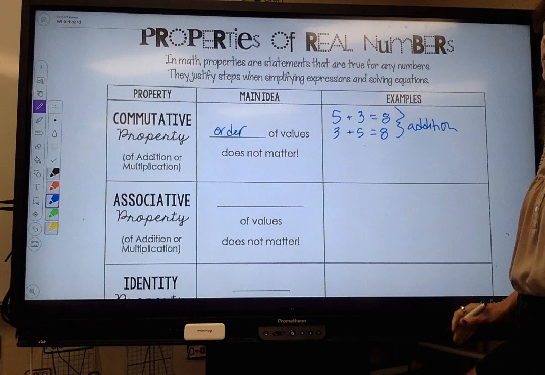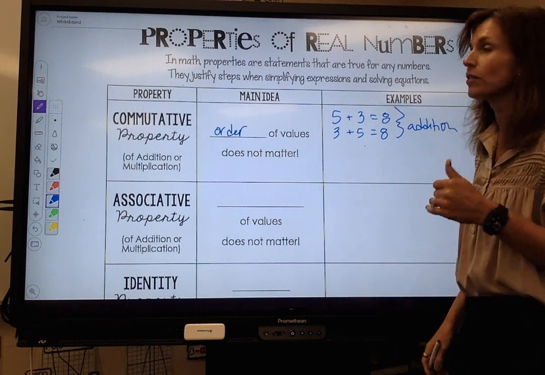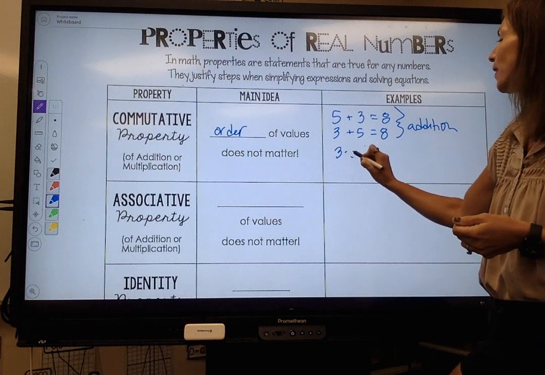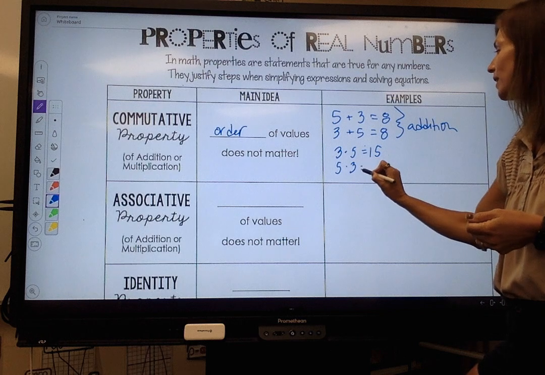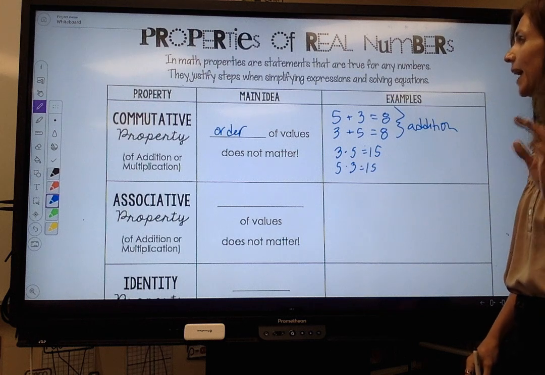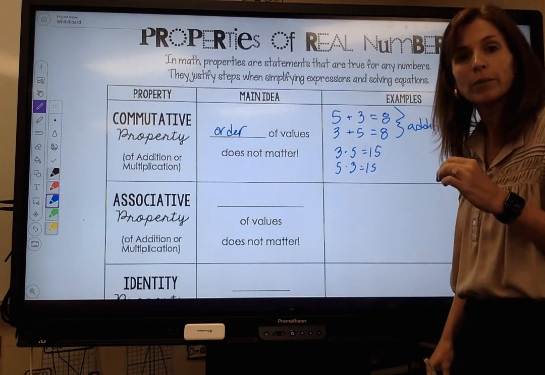And we also have the commutative property of multiplication. So if I said 3 times 5, I would get 15. And if I said 5 times 3, I would get 15. And that's the commutative property of multiplication.